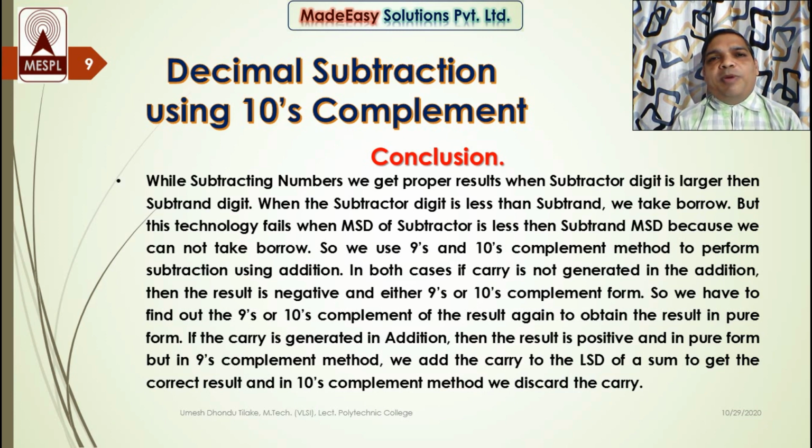But in tens complement method, if carry is not generated, it indicates that the result is negative and in tens complement form. So we have to obtain tens complement of the result we got in step 3 again to get the pure result. But the 0 carry generated in step 3 indicates that the result is negative. So the digit 0 itself indicates the sign of the number. Now if the carry is generated in step 3, it indicates that the result is positive, but here we need not add the carry into the result. So this eliminates the need of extra hardware.